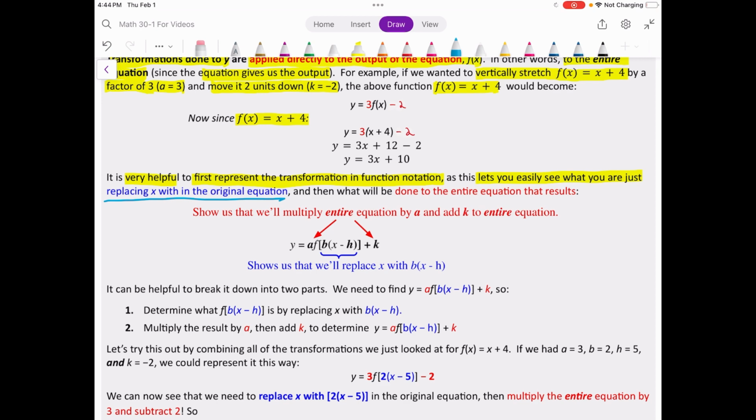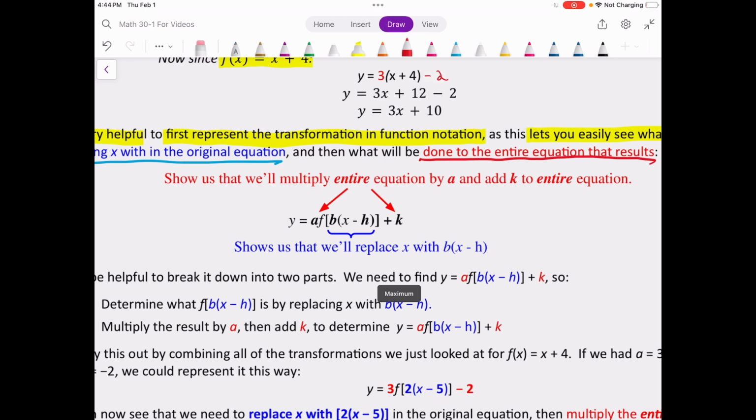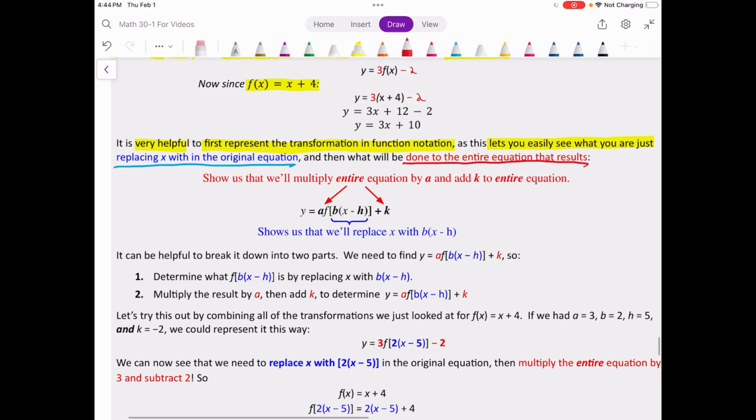And then what you need to do to the entire equation, right? So when we look at something in function notation, once we understand how to read this, we can see how it's really just step-by-step instructions on how to get the transformed equation. We used to have y equals f of x. That was our original equation. And now we have y equals a times f of bx minus h plus k.